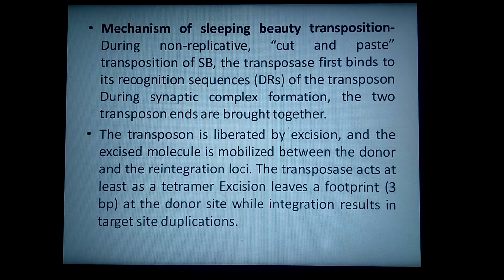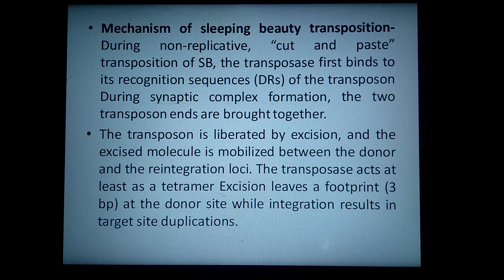Excision leaves a footprint, approximately 3 base pairs, at the donor site, while integration results in target site duplication. So in this mechanism, first there are two molecules, first is the transposase expression and second is the binding site. The first step is mobilizing the transposase complex. First it forms a complex, which includes the transposase, a few enzymes and 4 SB molecules.